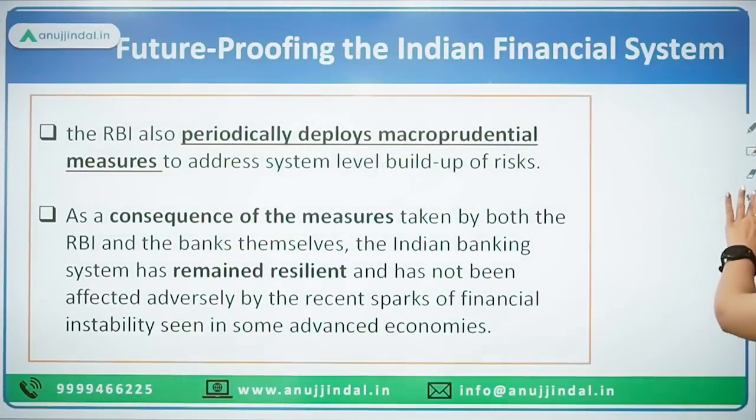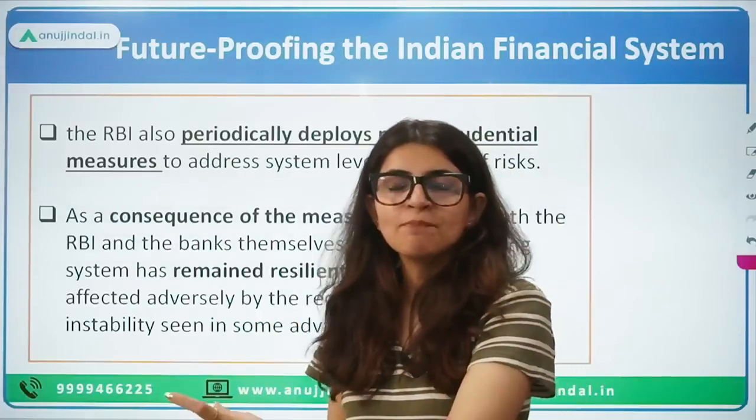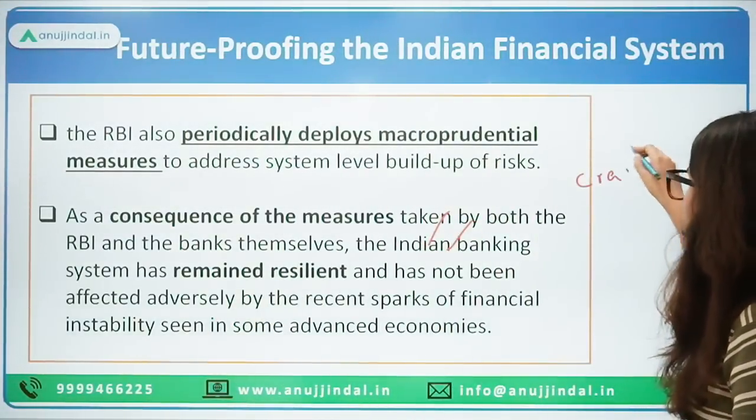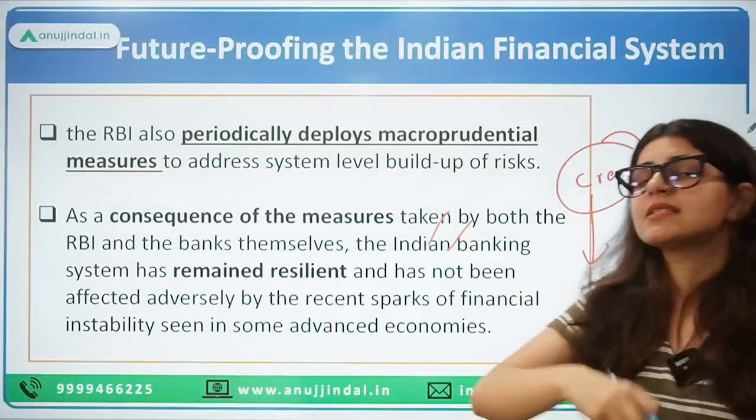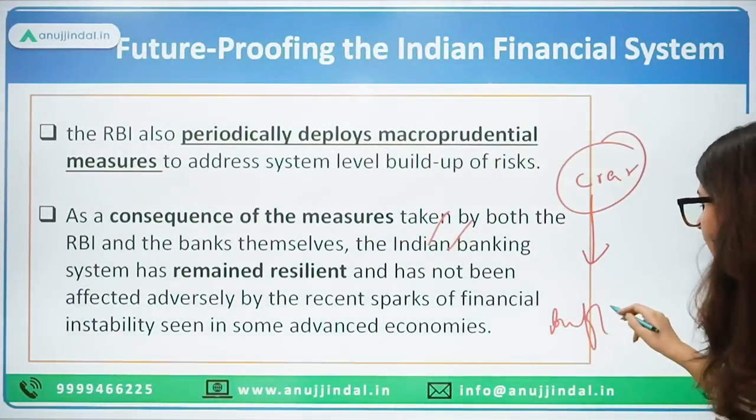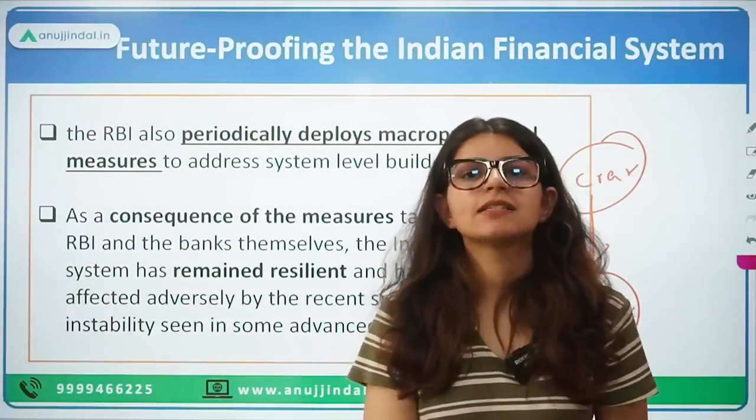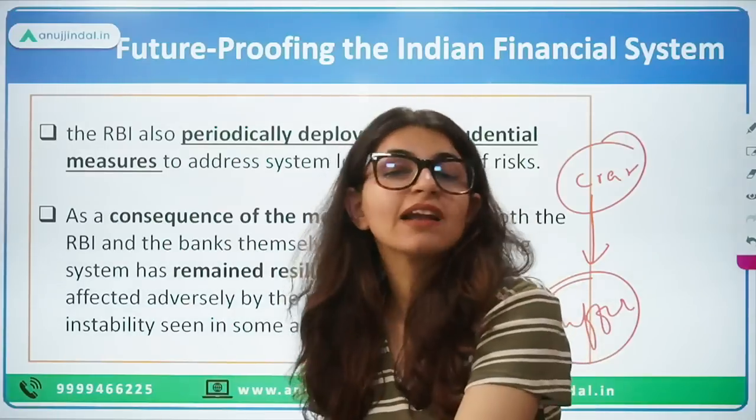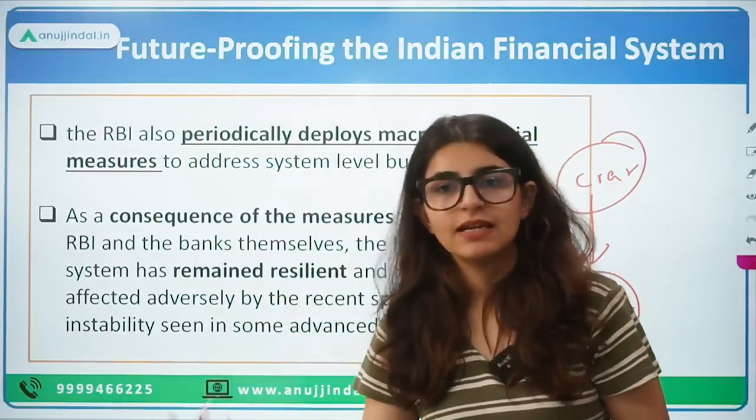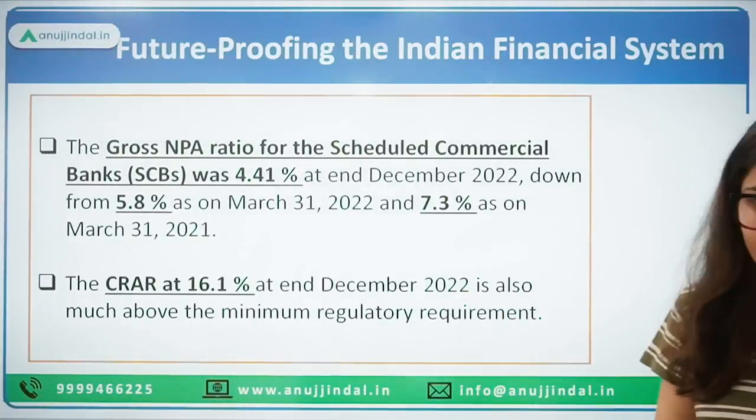And as a consequence of the measures taken by both the RBI and the banks themselves, banks khud ke liye bhi maintain karte hain jo bhi RBI ke required norms hai, for example CRAR hai. Banks they try ki hum usse zyada hi maintain kare. Buffers bhi hain, agar counter cyclical capital buffer hai ya capital conservation buffer hai, good times mein RBI advise karta hai. So RBI advises the banks in good times to maintain this buffer so that it can be utilized in a difficult situation and in a situation of crisis and any difficult situation.